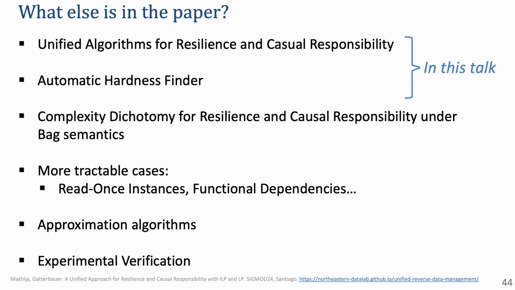We also show that these problems permit more tractable cases, such as if you have a read-once provenance, or if you have functional dependencies in your data, which again, need not be specified to the algorithm in advance. We also show some approximation algorithms and evaluate their performance with many different experiments.